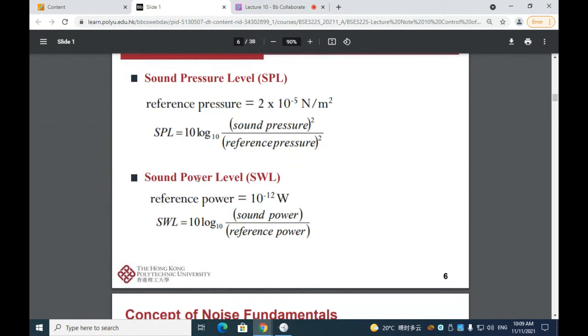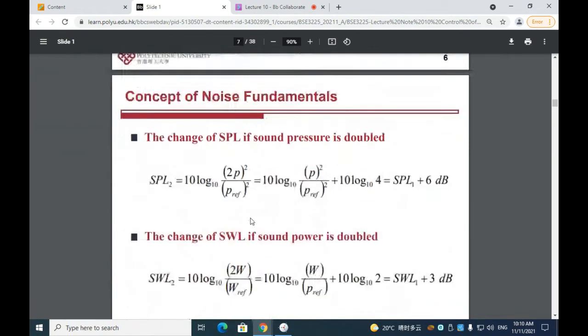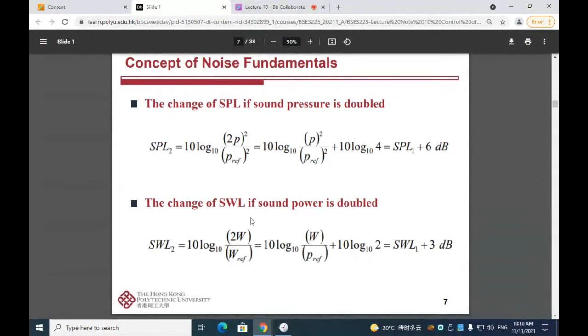Similarly, the sound power level also has a reference power, and the reference power is 10 to the negative 12 watt. The sound power level can be calculated by 10 times log 10 of the actual sound power divided by the reference power. So when the sound pressure is doubled, what is the change of sound pressure level?